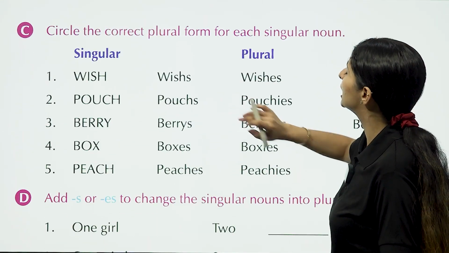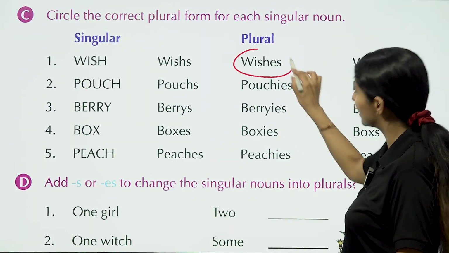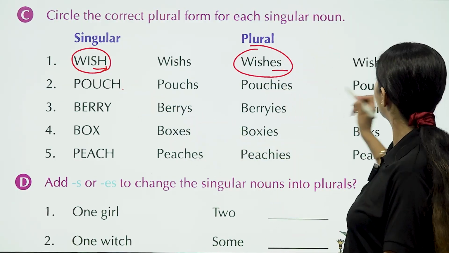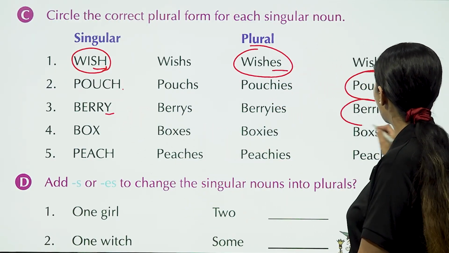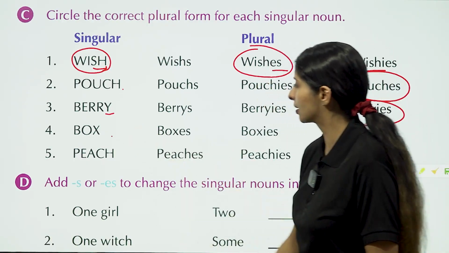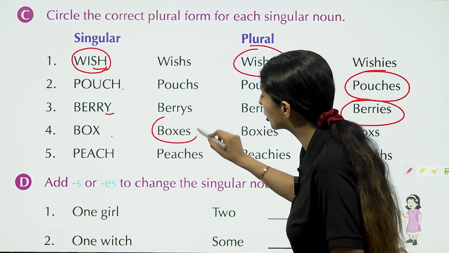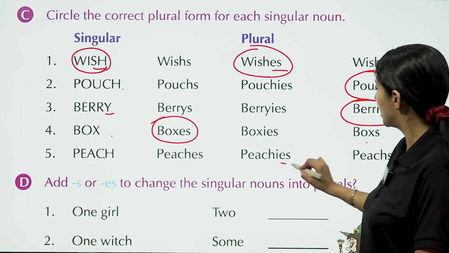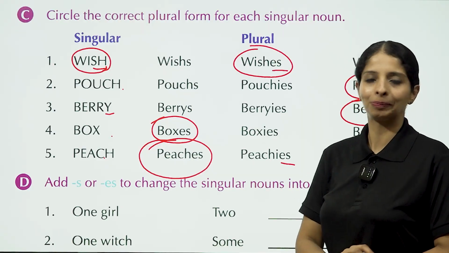Next, circle the correct plural form for each singular form. So here, wishes. After SH, we'll add ES to it, not S. Pouch. The correct will be pouches. Berry. Why? You have to replace Y with IES. Box, boxes or boxies. It will be boxes. Now, peach, peaches. This spelling IES or S? It will be peaches, ES.